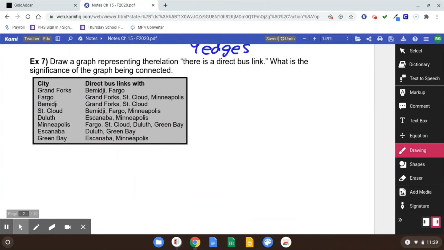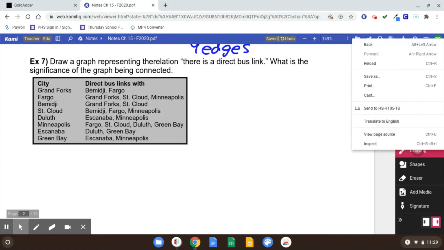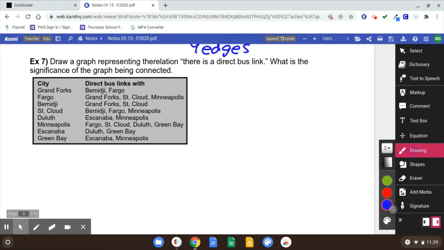Number 7, draw a graph representing the relation. There's a direct bus link. What's the significance of the graph being connected? So really this looks like the same thing as the seating assignments at the beginning of the lesson. We're going to draw a picture of all of this stuff and look at their relationships. So again, I'm just kind of going to put some dots in a big circle. Doesn't really matter.